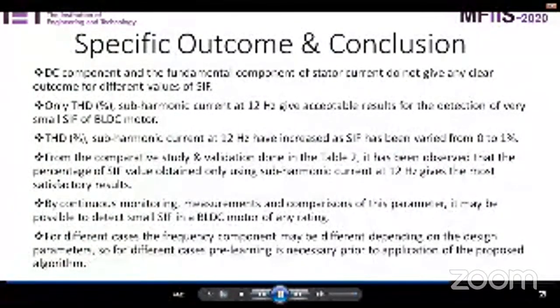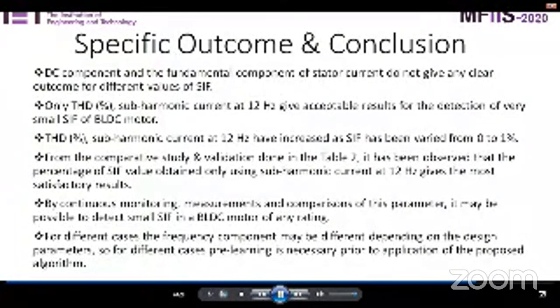Specific outcome and conclusion. From the observation, it was clear that the DC component and the fundamental component of stator current do not give any clear outcome for the different values of stator interturn fault. Only the TSD and the subharmonic current at 12 Hz give acceptable results for the detection of very small stator interturn fault of BLDC motor. TSD and subharmonic current at 12 Hz have increased as stator interturn fault has been varied from 0% to 1%.